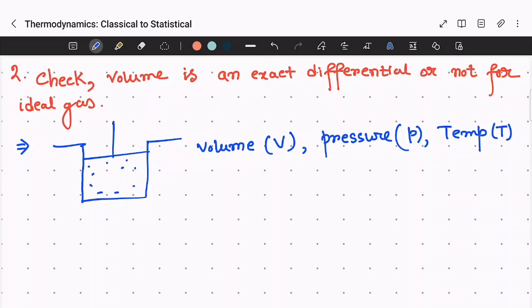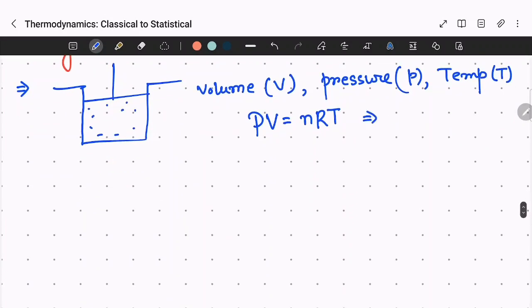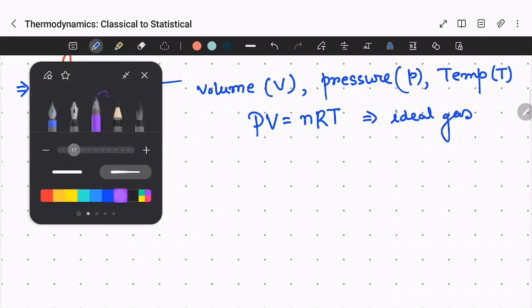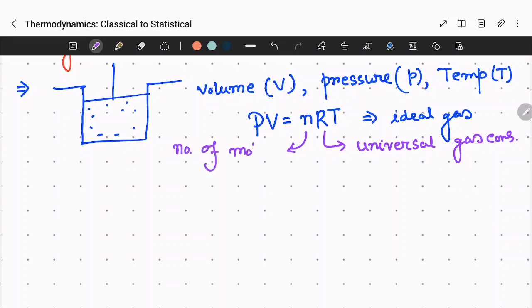And for ideal gas, there is the equation. We know that PV equals nRT. This defines an ideal gas. This is the ideal gas equation. We are very much familiar with this equation, where R is the universal gas constant and n is the number of moles.